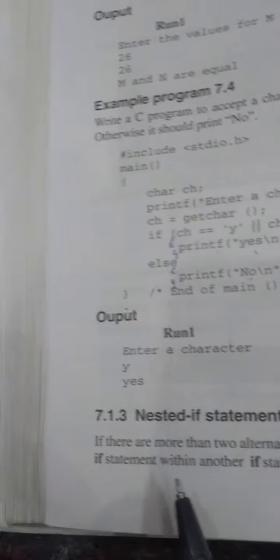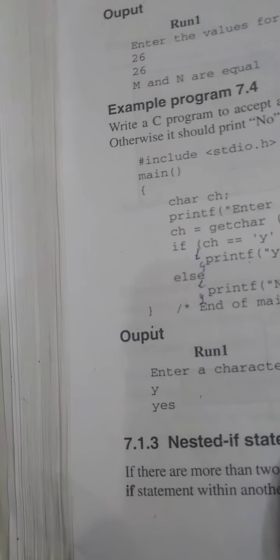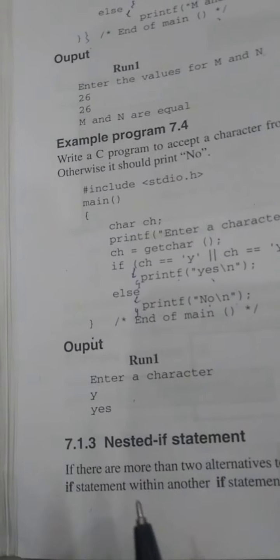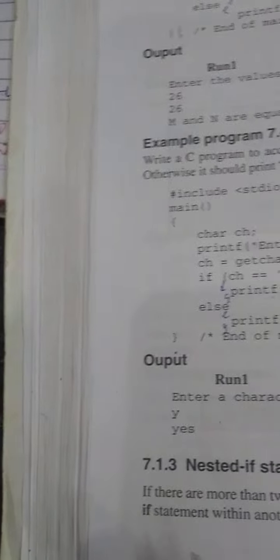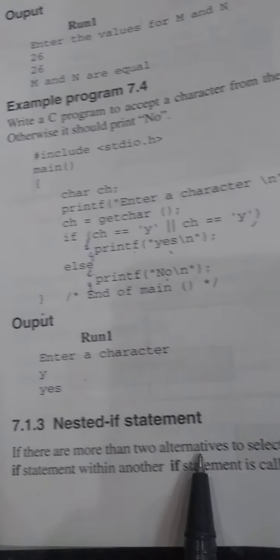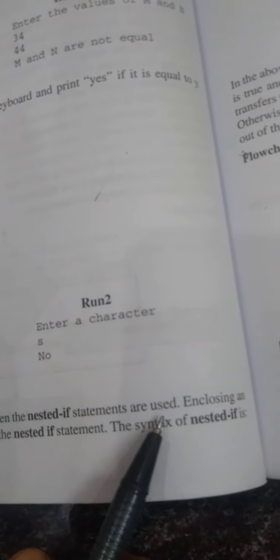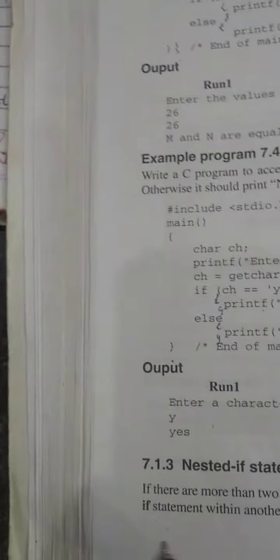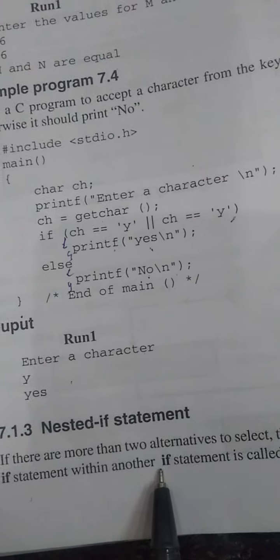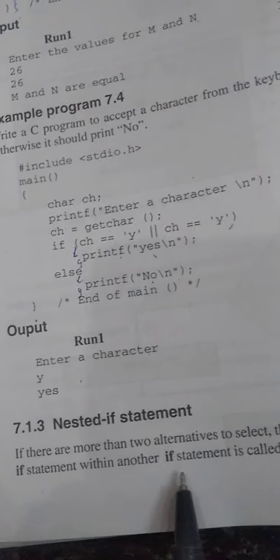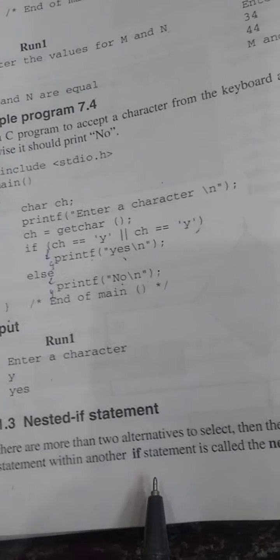And next one, nested if statement. Nested if statements means many more if statements are used within an if statement, and if there are more than two alternatives to select from, then nested if statements are used. So enclosing one if statement within another if statement is called a nested if statement.